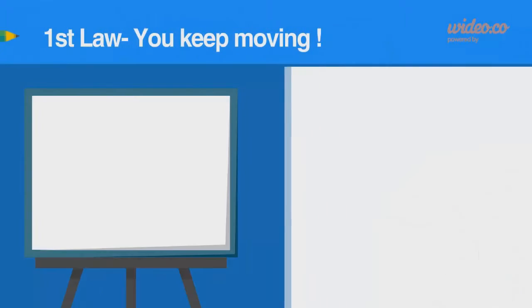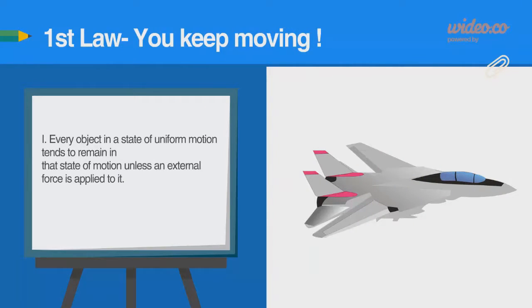Okay, so let's get straight into the first law. The first law: you keep moving. Every object in a state of uniform motion tends to remain in that state of motion unless an external force is applied to it. Basically, a lot, and not that complicated.